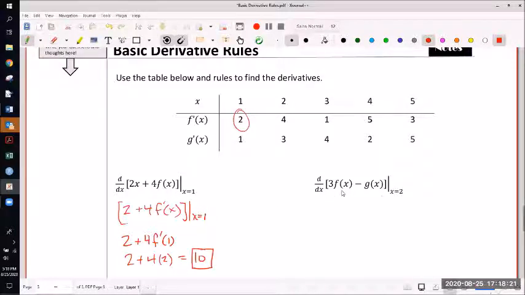Okay, over here, I essentially do the same thing. I have 3 times f prime evaluated at 2 minus g prime evaluated at 2. f prime at 2 and g prime at 2 are right there. So I have 3 times 4 minus 3. That's 12 minus 3, which is 9.